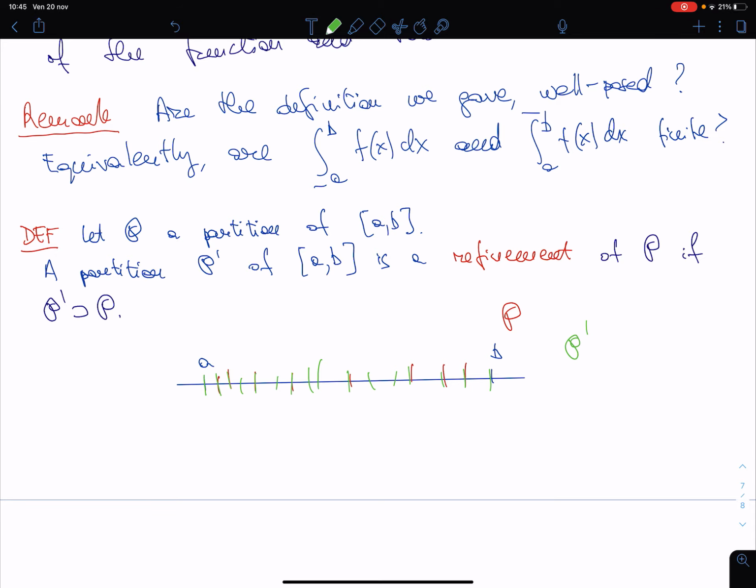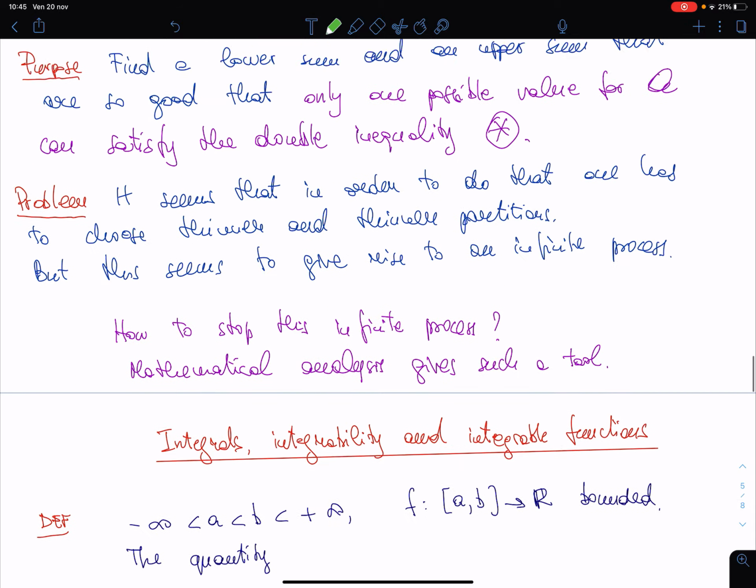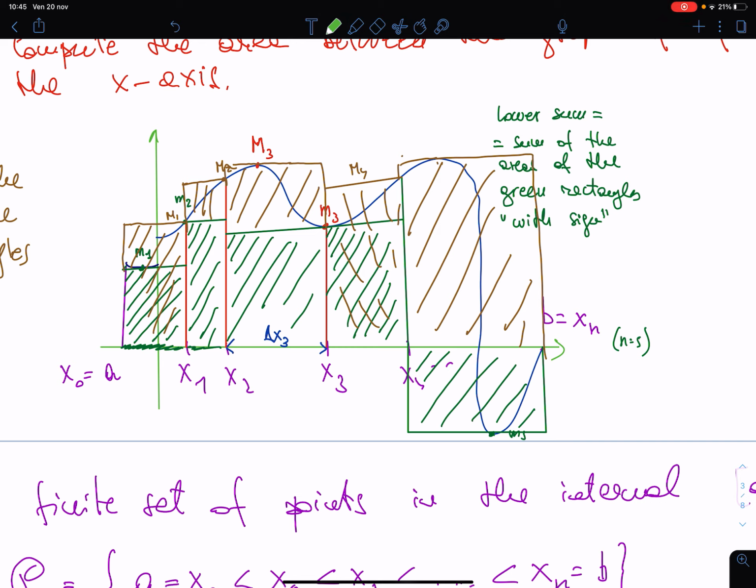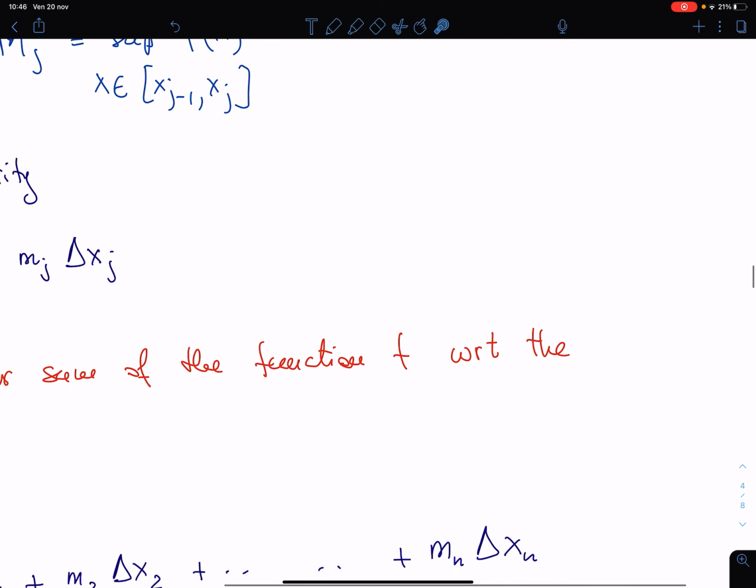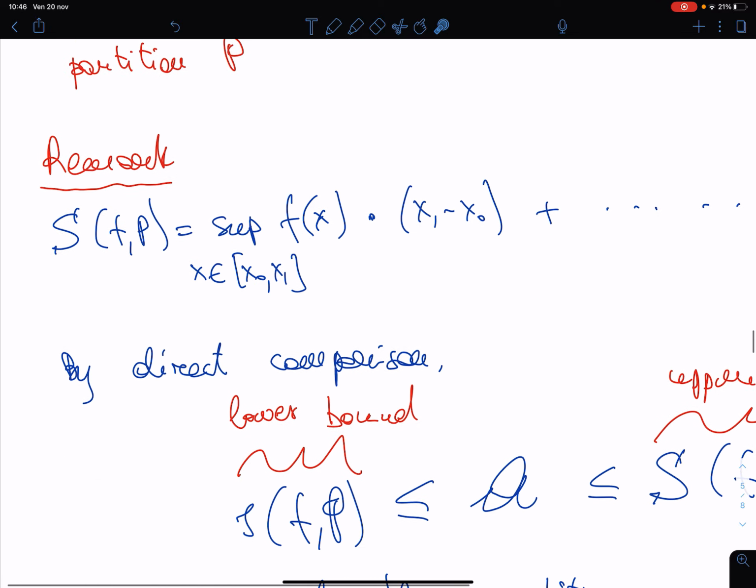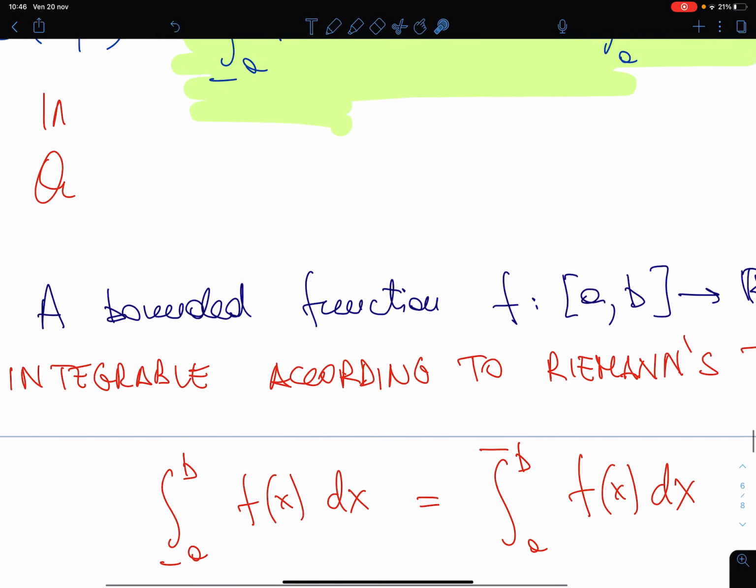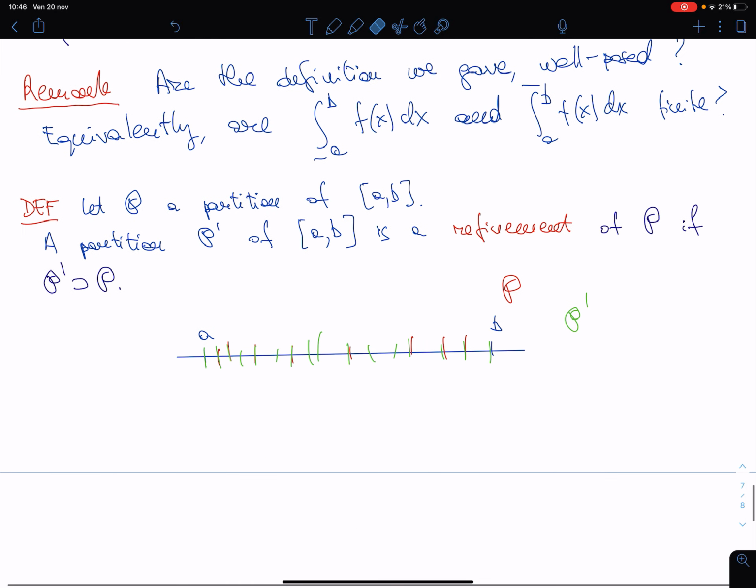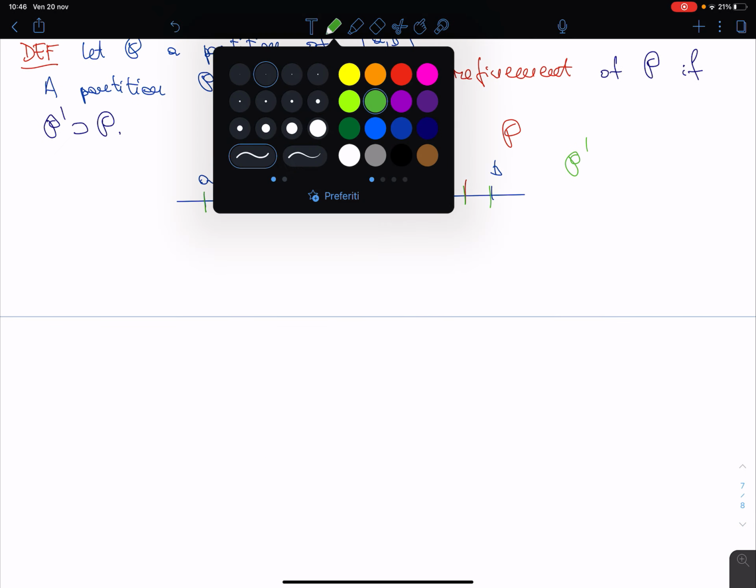Okay? And so, from what we said before, that intuitively you have to make your partition thinner and thinner, now I would say finer and finer, in order to make your approximation better, so to say, your lower sum higher and your upper sum smaller, this intuitive notion becomes a theorem. Let me call it just a proposition, which is the following.